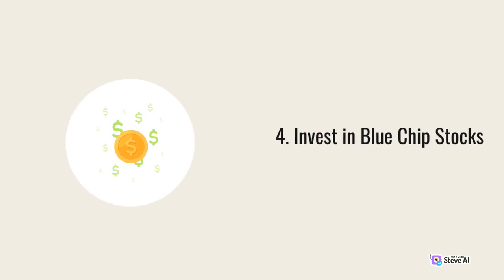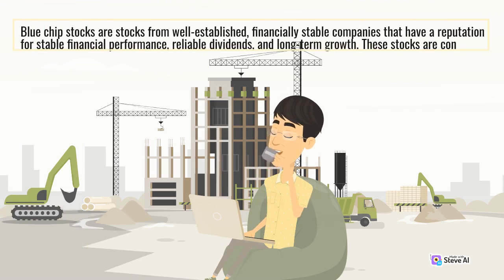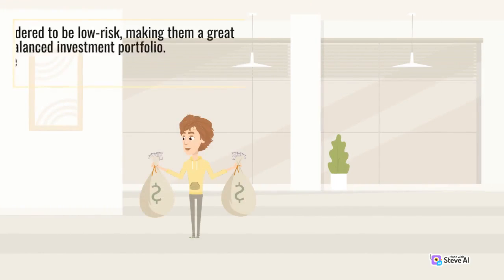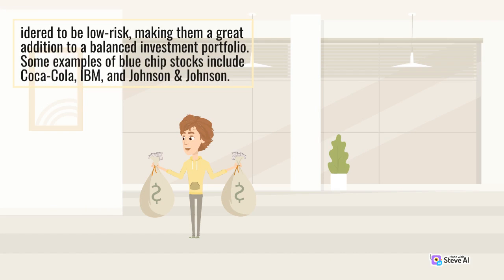4. Invest in blue-chip stocks. Blue-chip stocks are stocks from well-established, financially stable companies that have a reputation for stable financial performance, reliable dividends, and long-term growth. These stocks are considered to be low risk, making them a great addition to a balanced investment portfolio. Some examples of blue-chip stocks include Coca-Cola, IBM, and Johnson & Johnson.